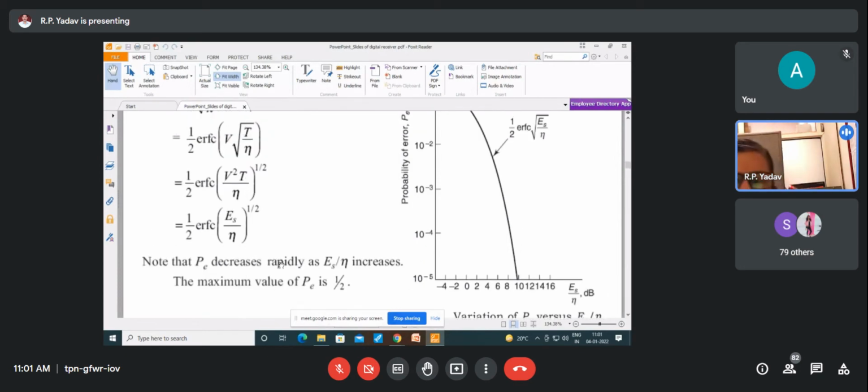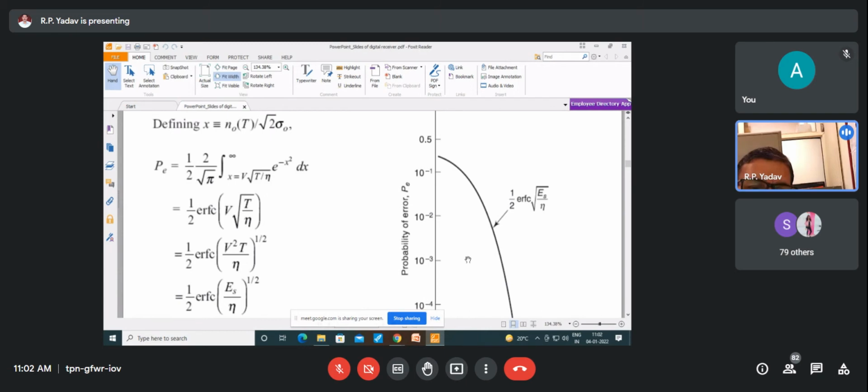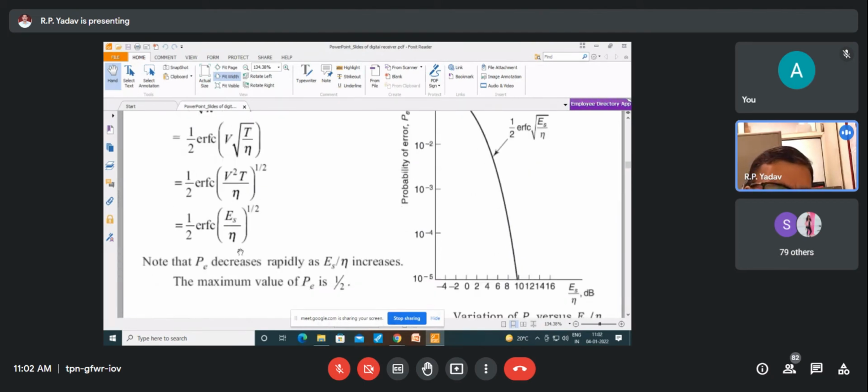Now look here, I am plotting this probability. On the x-axis I am plotting Es upon eta. That means if Es upon eta increases, how does my probability of error vary? Many of you might have done this in programming in MATLAB also. So I'm plotting on the vertical axis my probability of error P, and on the x-axis Es upon eta, which is simply the power you are transmitting corresponding to your 1 bit or 1 symbol.